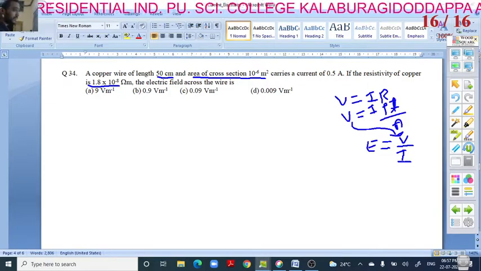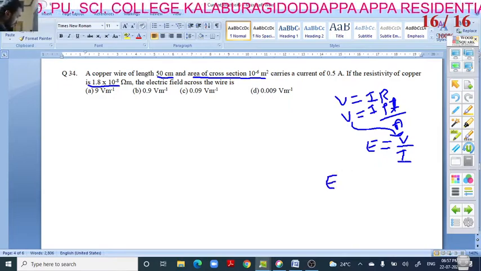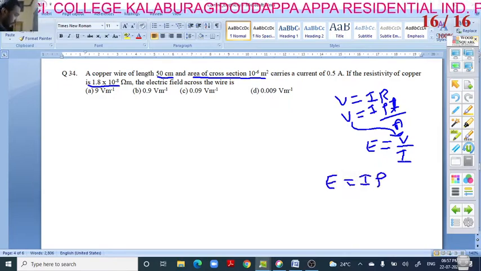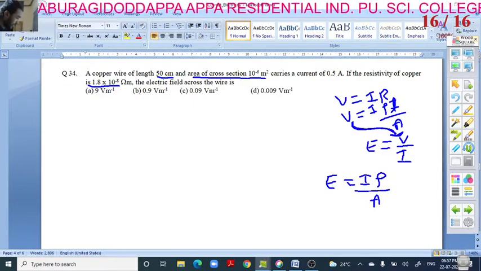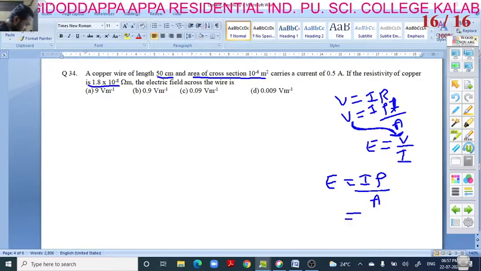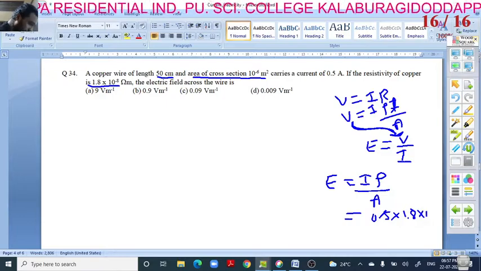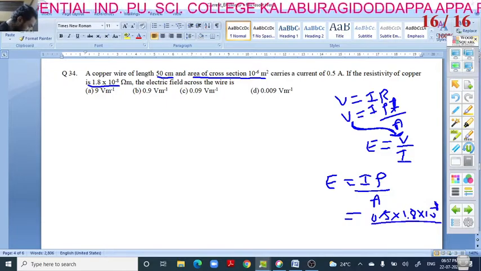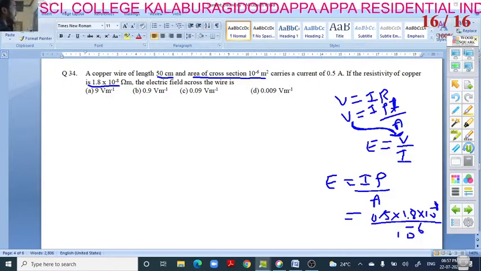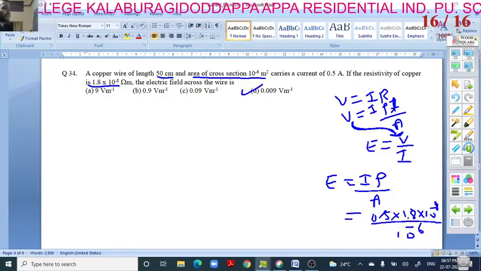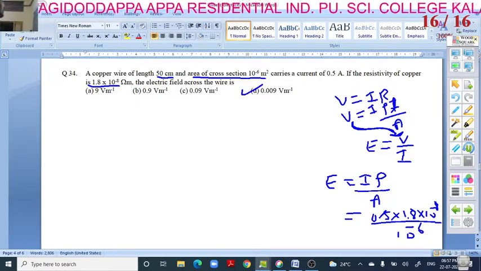I hope you got this. So the electric field formula becomes E equals I rho divided by A, by substituting the value of V here. Now substitute the values: 0.5 into 1.8 into 10 to the power minus 8 divided by area 10 to the power minus 6. By simplifying, you will get option D. It is very simple. I hope you are understanding this, right? Okay.